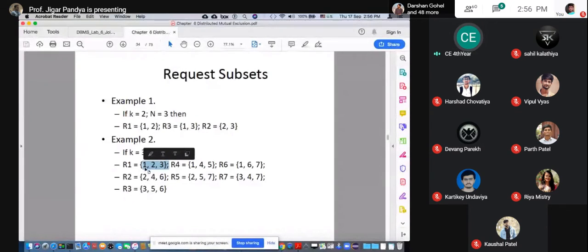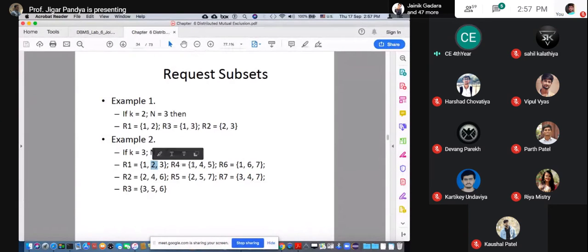Now let's see, if site 1 is acknowledging to site number 2, that means it will not acknowledge to any other site in any other quorum. So let me repeat: site 1 wants to acknowledge to site number 2, saying go ahead. Let's say site 1 says, site 2, you go ahead and use the critical section from my side. I'm giving the go signal.